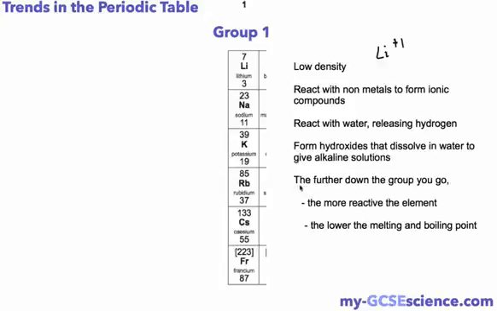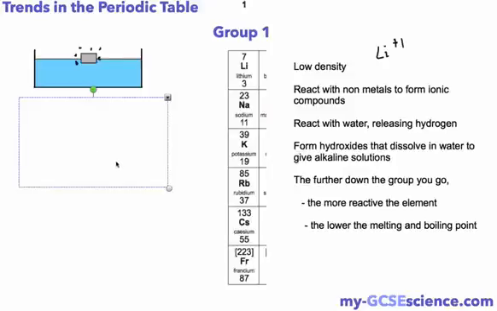The next thing is that the further down the group you go, the more reactive the element and the lower the melting and boiling point. Now this is quite an interesting thing to look at, the fact that they are more reactive. You may have seen these demonstrated in class, and if we put some lithium in water, the first thing you notice is that it floats because it's got a low density, but you might also see it fizzing around and moving around the surface of the water as it fizzes and slowly reacts with the water.